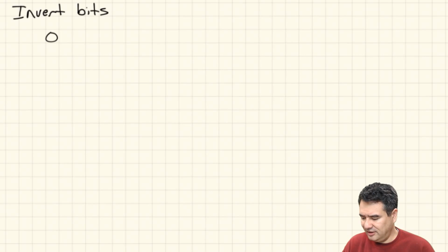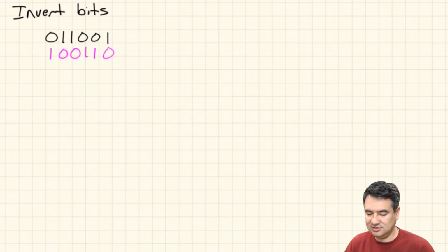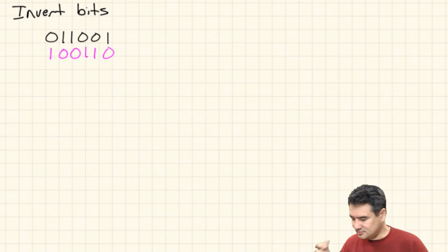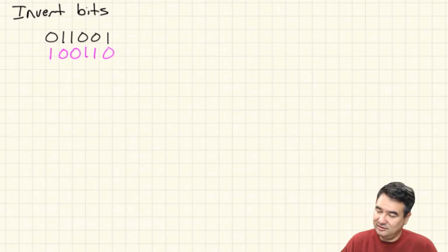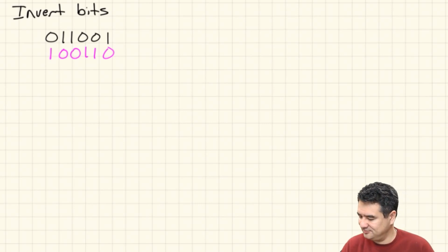So you know what inverting bits means. It means take a binary string like that and turn it into 1 0 0 1 1 0. Just basically flip all the bits. So this can be done fairly simply. Every time you see a 0, you output a 1. And every time you see a 1, you output a 0. So it looks something like this.